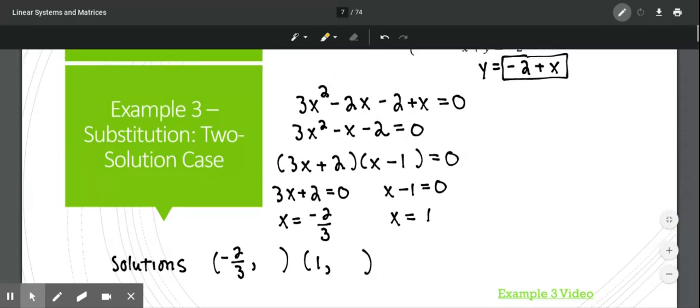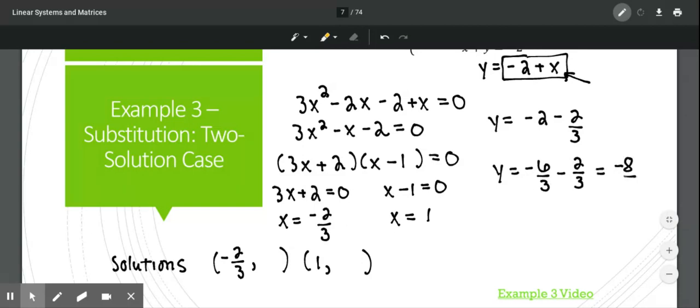And so again, once you have those x coordinates, we're going to substitute them back into x to solve for y. So if we plug in the negative 2/3, we get y equals negative 2 minus 2/3, or y equals negative 6/3 minus 2/3, which is negative 8/3. So your y coordinate is negative 8/3 when your x coordinate is negative 2/3.